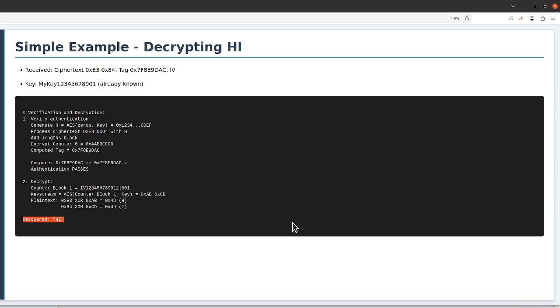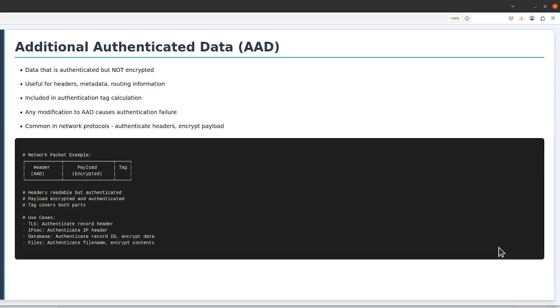If the authentication tag hadn't matched, the receiver would reject the entire message without attempting decryption. This is crucial for security. Any modification to the ciphertext, even a single bit flip, would cause the authentication to fail because the recomputed tag would be completely different. The role of additional authenticated data.